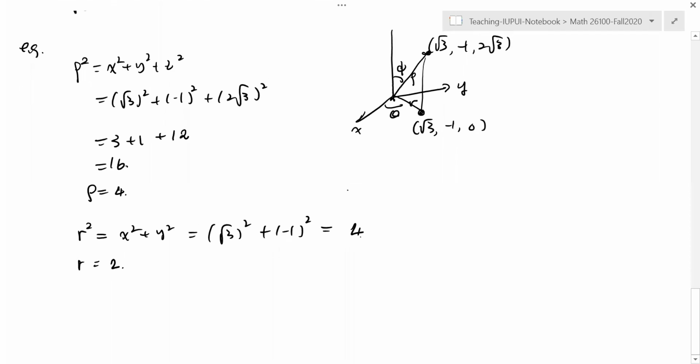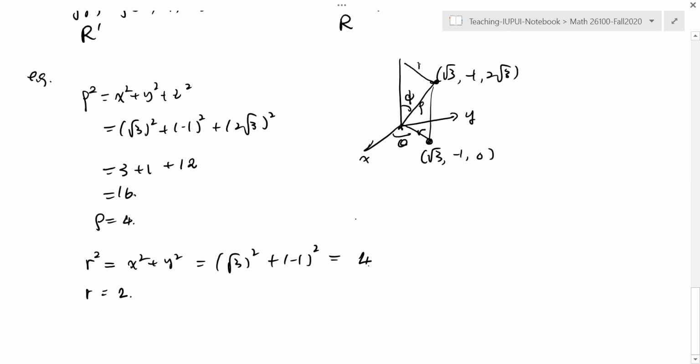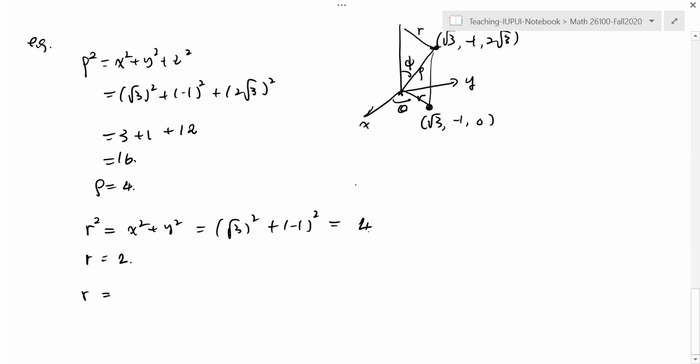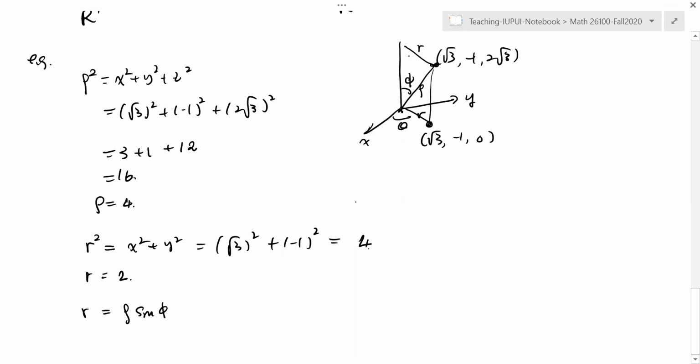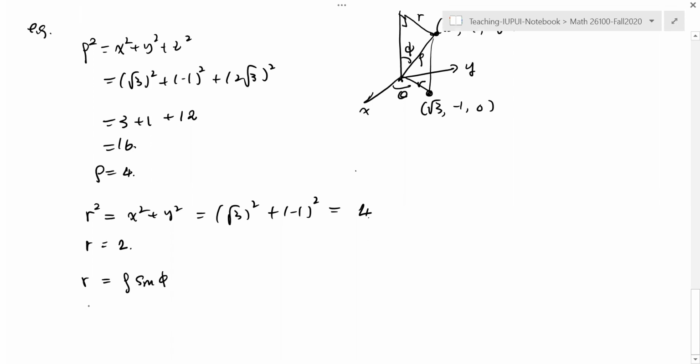But on the other hand, how to get r? r is going to be rho sine phi, right? This is the right angle, that's the right triangle. So we have 2 equals 4 sine phi. That implies sine phi equals 1/2. That implies phi is going to be pi over 6.